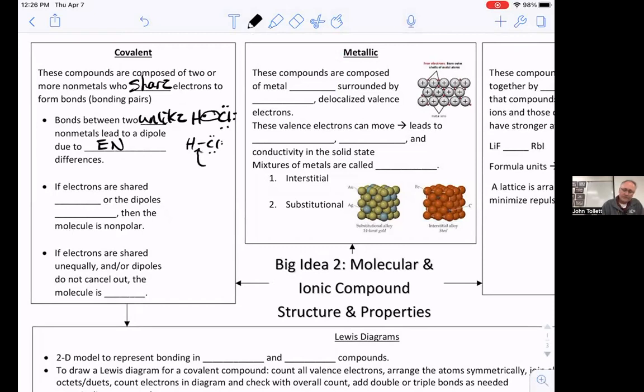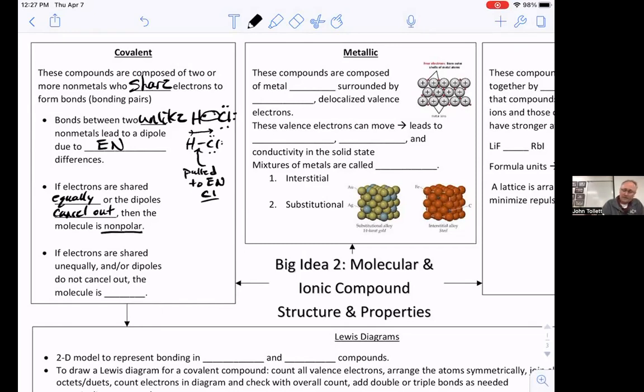These electrons in this bond, if it were polar, would be pulled toward the more electronegative atom. In this case, that's the chlorine. So there would be a dipole moment pulled towards chlorine, leaving the side that was hydrogen slightly positive. If the electrons are shared equally, or the dipoles cancel out all the way around, and the molecule is symmetrical, then the molecule is going to be nonpolar.